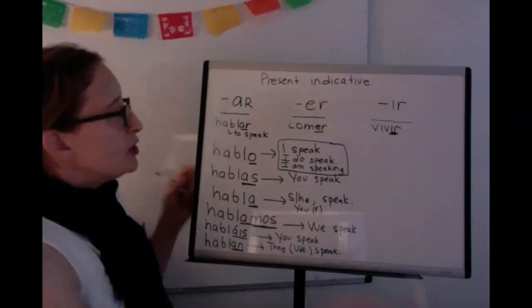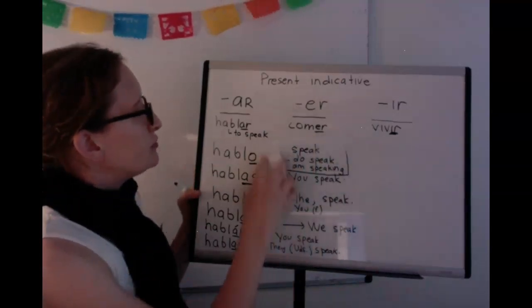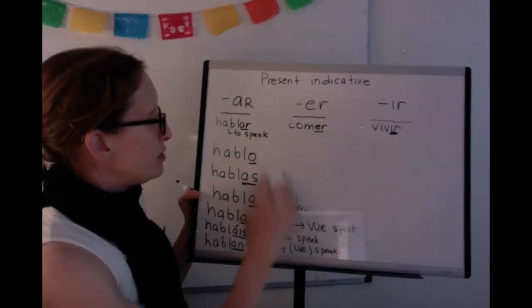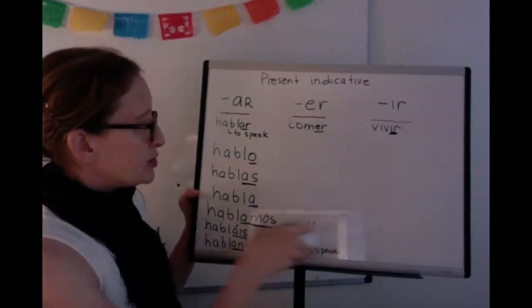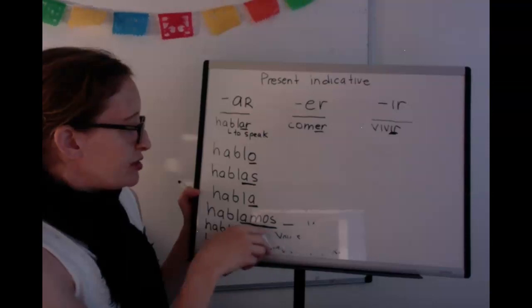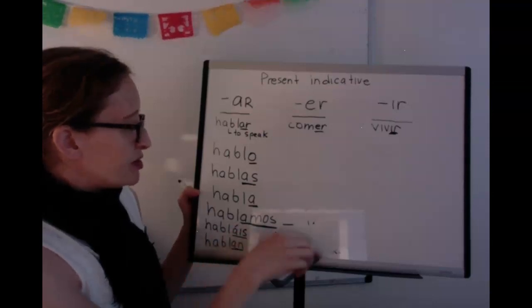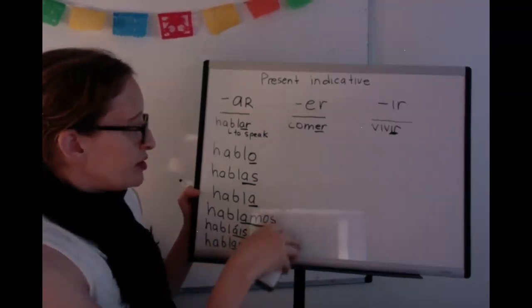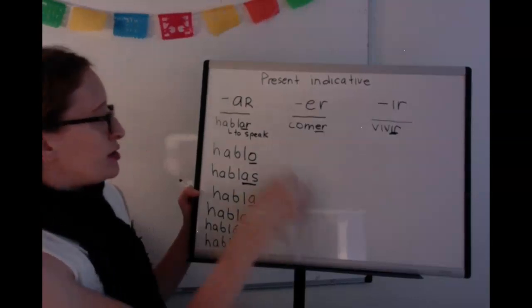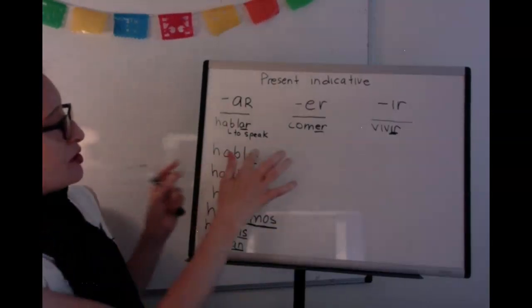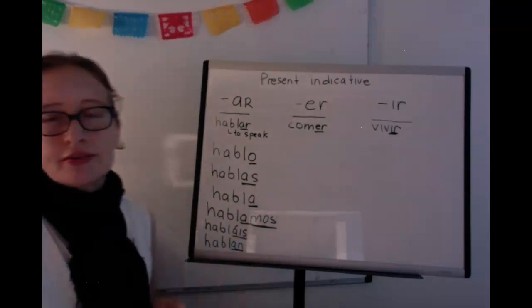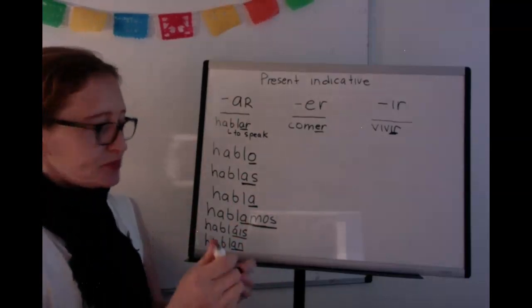Now let's just look quickly here at the other conjugations, for comer and vivir. Here we have what's known as the verb endings for the present indicative of regular verbs in the AR form. In the AR conjugation, we have o, as, a, amos, áis, an. So you want to memorize those.